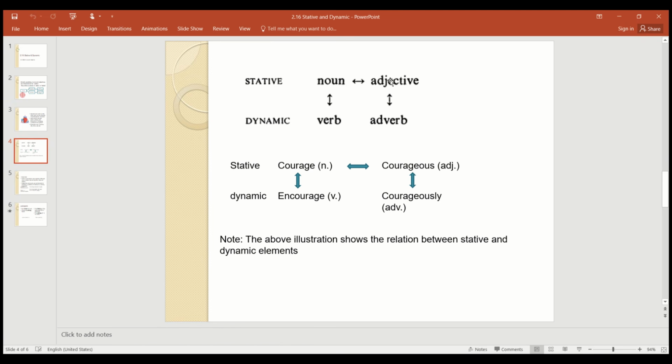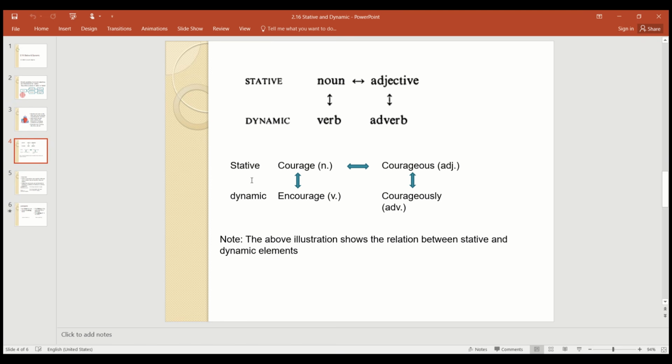We can derive nouns from adjectives. So on the horizon of stative elements, we can have relationships between the stative elements, deriving nouns from adjectives, adjectives from nouns, and so on. And between the two horizons, the stative, static, and the dynamic ones, we can have nouns derived from verbs and vice versa, adjectives derived from adverbs and vice versa.